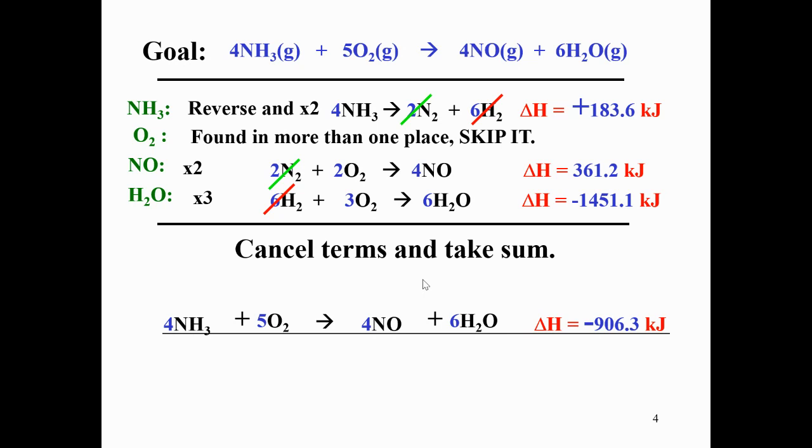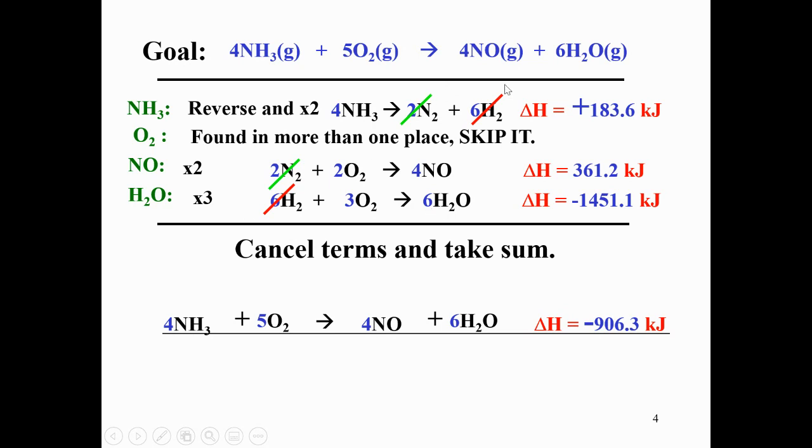So once again, let's review what we did here. First of all, I took this equation here, and I had to multiply it by 2, and I had to reverse it. So if I reversed it and I multiplied it by 2, I had the 4 NH3s, the 2 N2s, plus the 6 H2s. If I reverse it, I need to reverse the sign. Oxygens, we skipped that one. NOs, we multiplied by 2, is still on the correct side. So I have 2 N2s plus 2 O2s, 4 NOs. H2Os, here, we had to multiply it by 3.